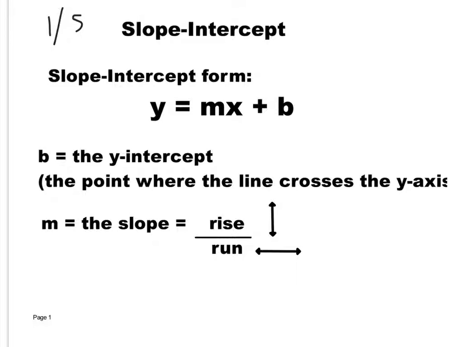Today we're going to talk about slope-intercept form. Slope-intercept form is a way that you can write an equation that makes it really easy to graph. We learned yesterday about slope. We know how to find slope. Today, now we can graph equations based off this form right here.